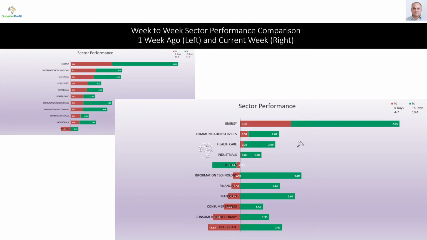If we see healthcare is up for 2 successive weeks. In fact, all these sectors are up for 2 successive weeks. And if we look at industrials in the previous week's chart, it was up that time also. So industrials is up for 3 successive weeks.